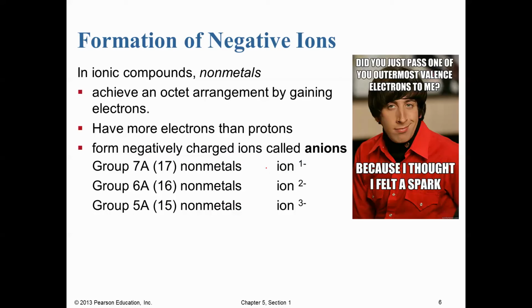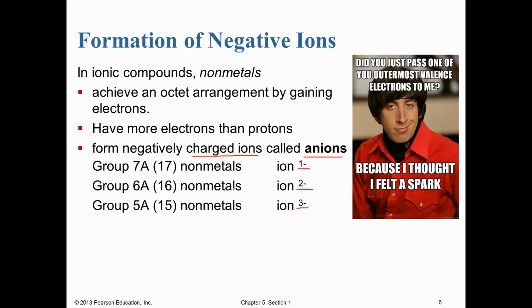Nonmetals are going to tend to form anions or negative ions. So we tend to form charged ions called anions from these nonmetals. And so the metals form cations, the nonmetals form anions. That's how you pronounce those terms. And so elements in group 7a like to form a 1- charge because they have just to gain one valence electron to match the nearest noble gas. Elements in group 6a like to form a 2- charge, and elements in group 5a like to form a 3- charge.